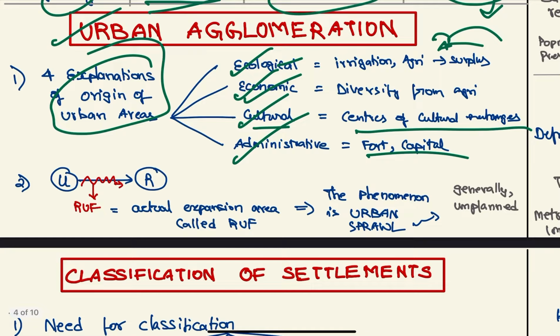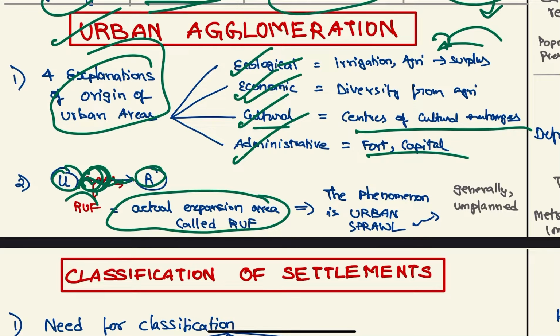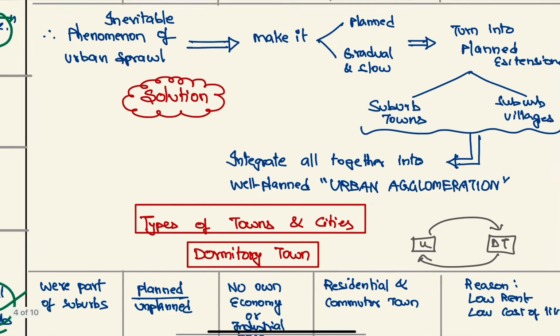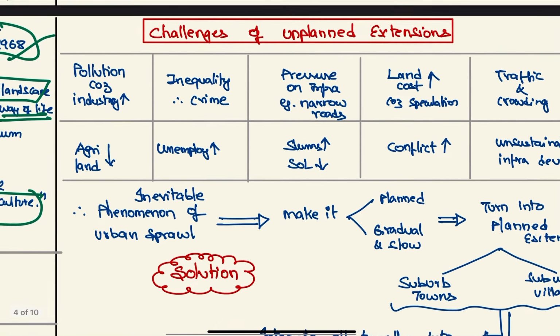The actual expansion of the area is called the RUF, that is, urban expanding into rural. This actual area is called the RUF, and the phenomenon is called urban sprawl, which will generally be unplanned.